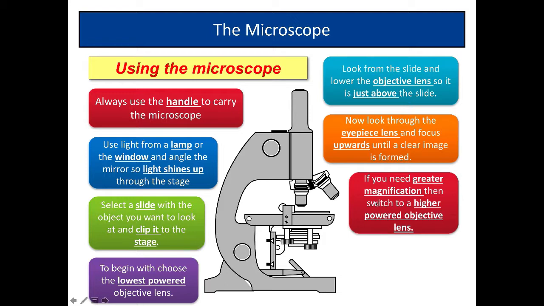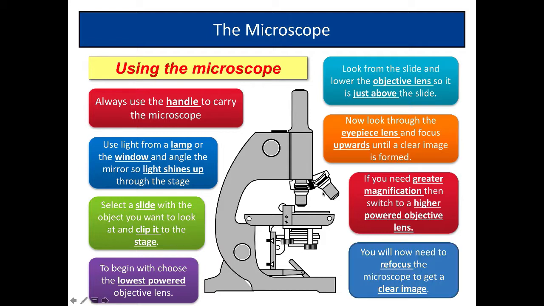Now if you want a greater magnification, simply rotate the turret here to get a bigger lens. So if you need greater magnification, switch to a higher powered objective lens by turning this part here. And if you do that, you'll need to refocus the microscope to get a clear image. The bigger the lens, the higher the magnification, the harder it is to really get a clear image. You have to be really careful to focus it. Okay?